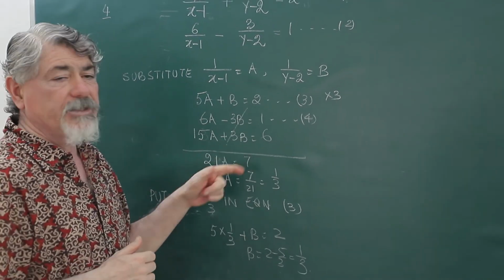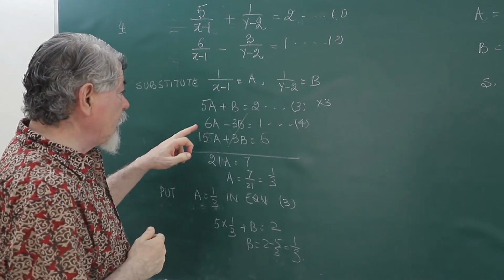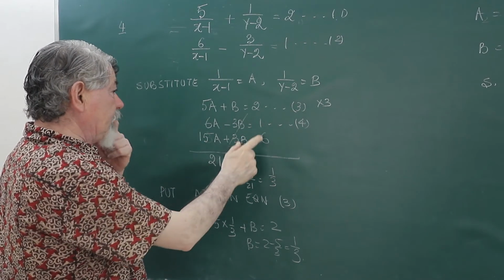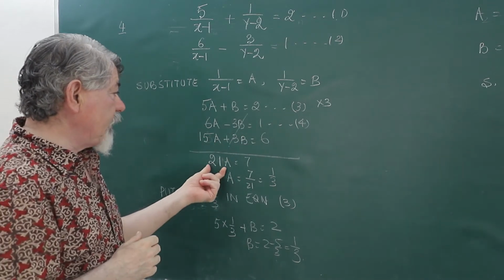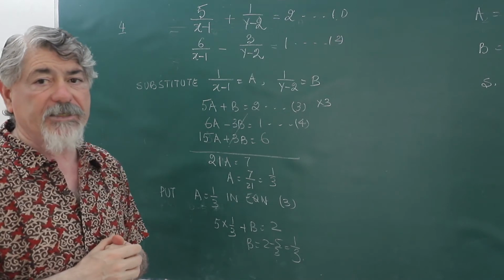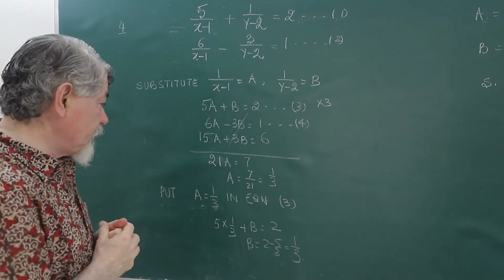Minus 3b plus 3b will cancel. And what will you get? 6 plus 15 is 21a and 1 plus 6 is 7. So 21a is 7. So a will be 7 upon 21, which will give us 1 upon 3.